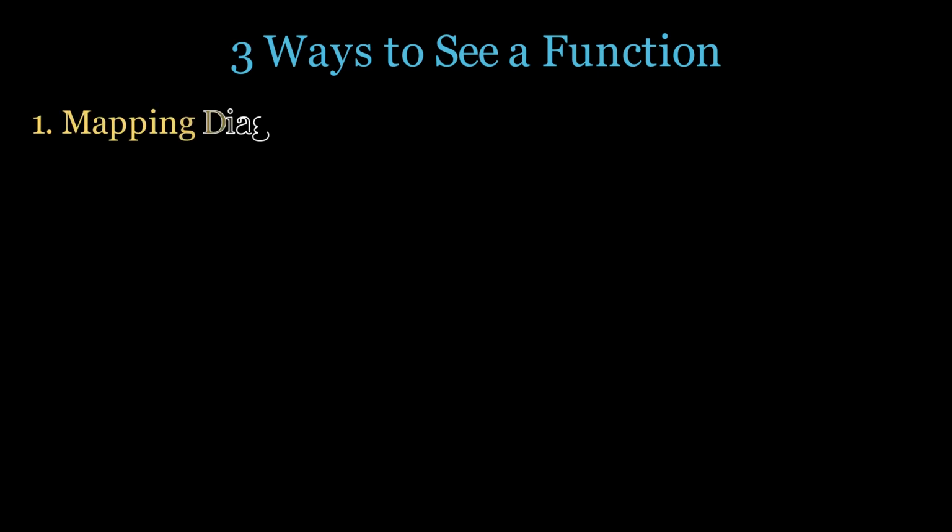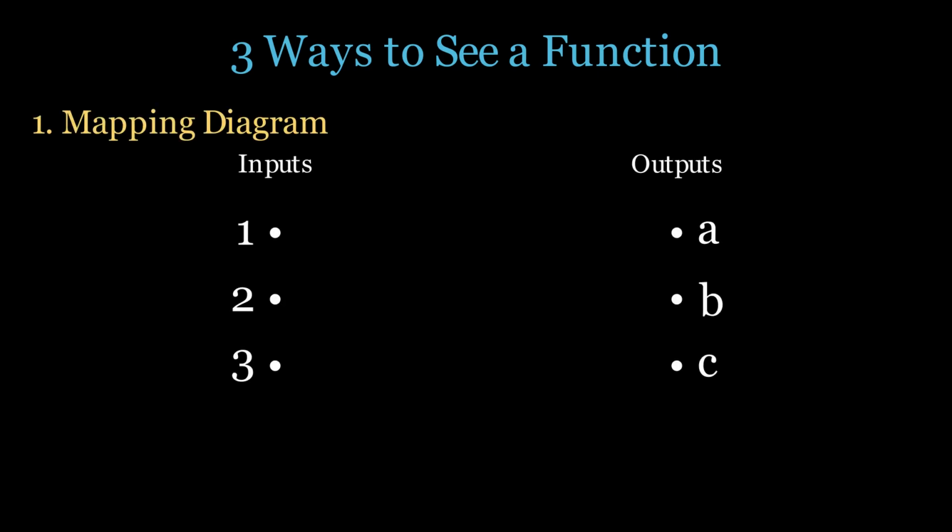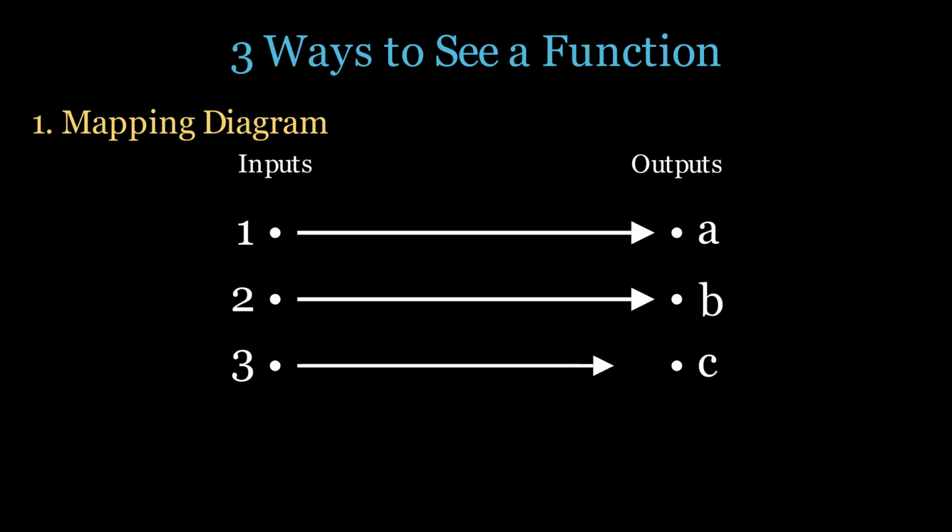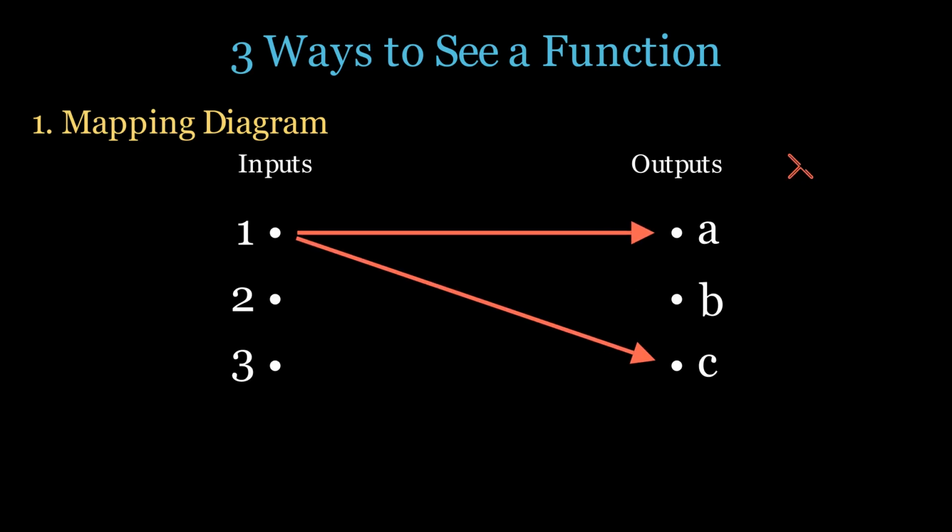The simplest way to picture a function is with arrows. On the left, we have inputs. On the right, outputs. If each input sends one arrow to exactly one output, it is a function. But look here. Input 1 is confused. It's pointing to two different outputs. That breaks the rule. So this is not a function?